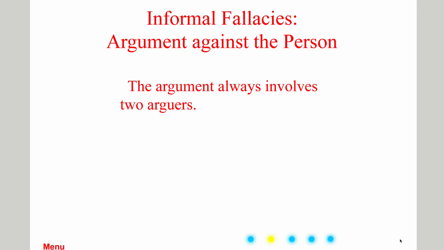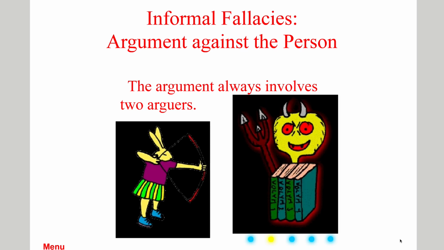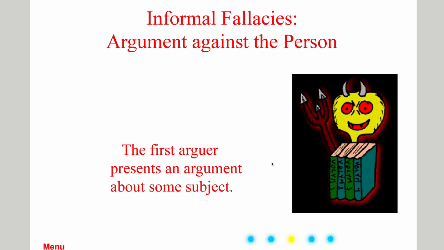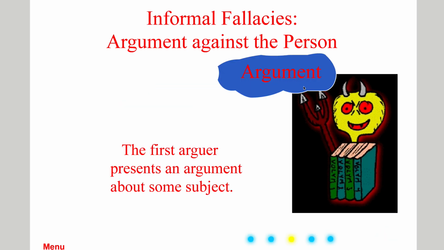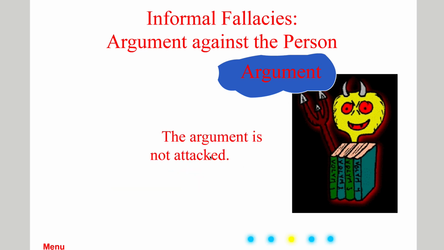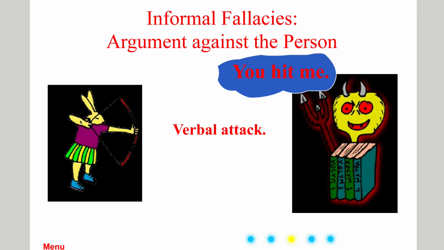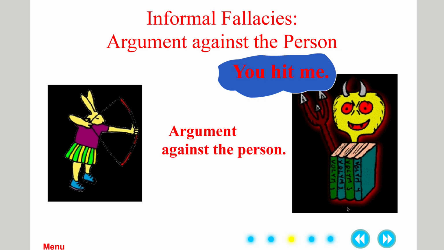The argument always involves two arguers, right? The one being targeted, the one who's making an argument and then is being targeted. I'm assuming that's what this cartoon means. The first arguer presents an argument about some subject. The argument is not attacked. Instead, what happens is a verbal attack, an argument against the person. Okay?